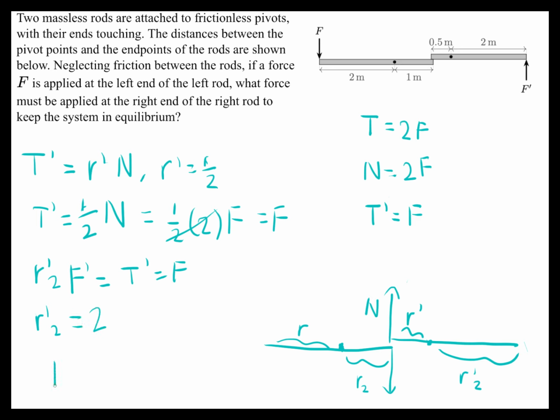So F prime, or the force applied at the right end of the right rod, is equal to the original applied force over 2, or 1/2 of the original applied force. And that is how you would solve this problem here.